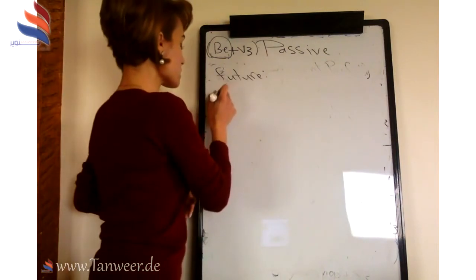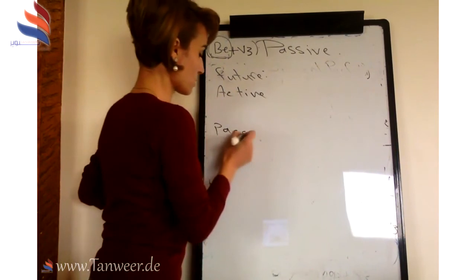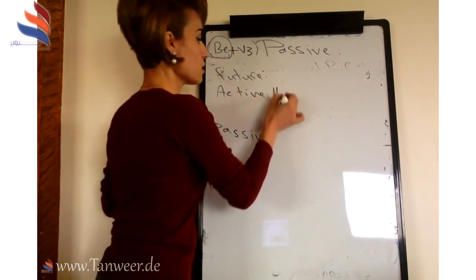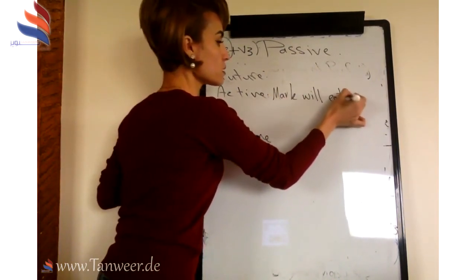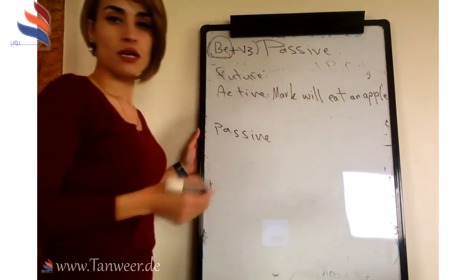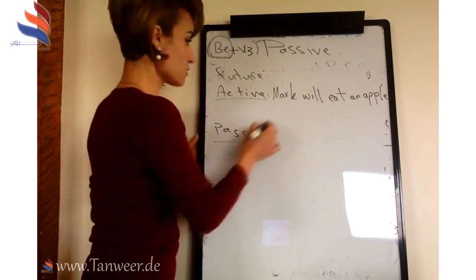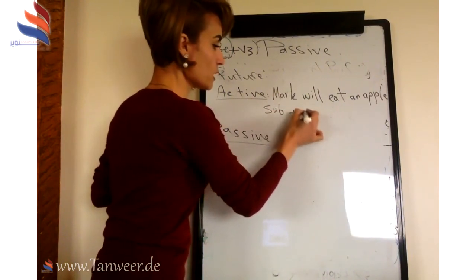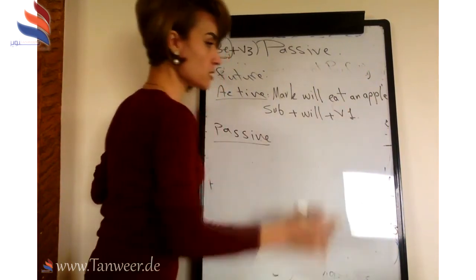So Mark, this is active sentence, and this is passive. Mark will eat an apple. Mark will eat an apple, okay? This is active. The passive, of course, I have subject, plus I have will, plus verb 1, right?